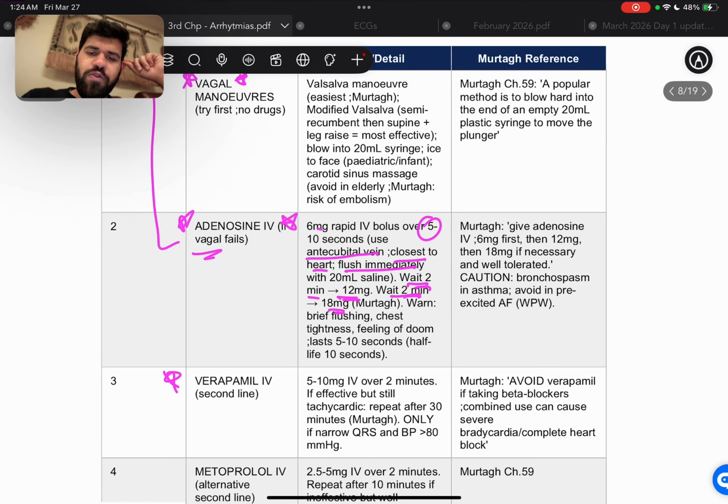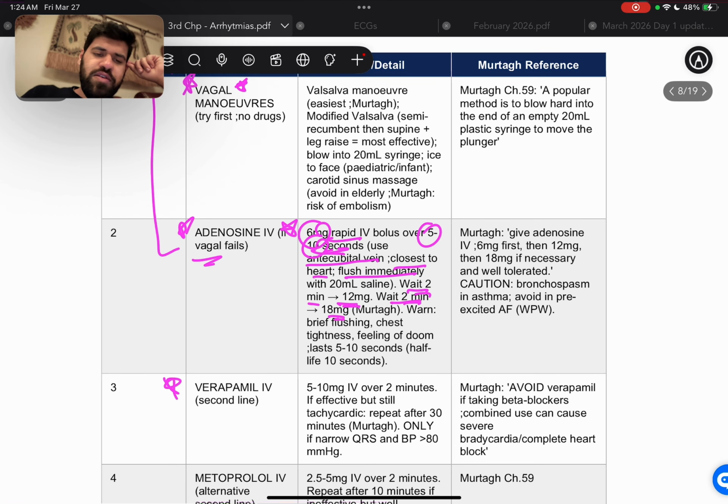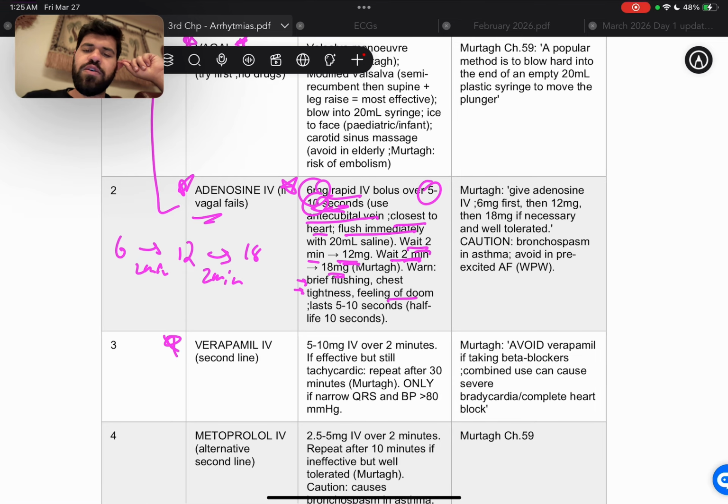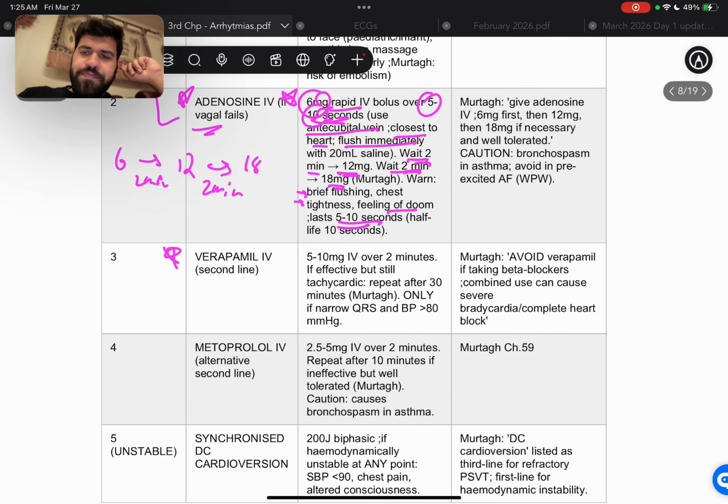The first one is going to be over 5 to 10 seconds, the 6 mg rapid IV bolus. Then we move on to 12 and then to 18, with 2 minutes between them, and keep in mind this is because the patient is not improving. The patient can have brief flushing, chest tightness, a feeling of doom that lasts a few seconds. Then the question for adenosine is to avoid it in bronchospasm and asthma, and in pre-excited atrial fibrillation and WPW.